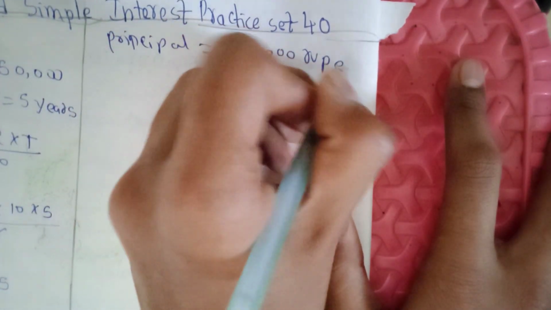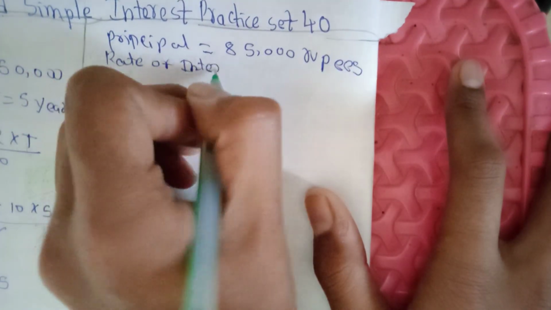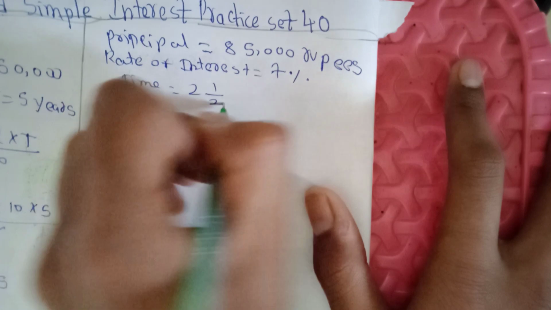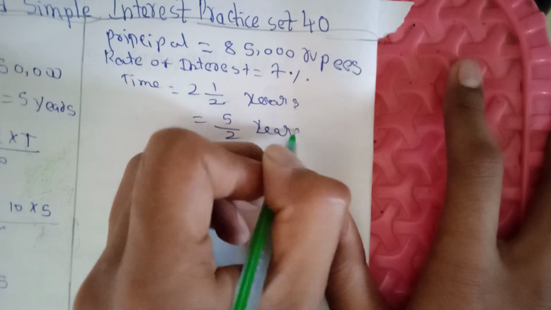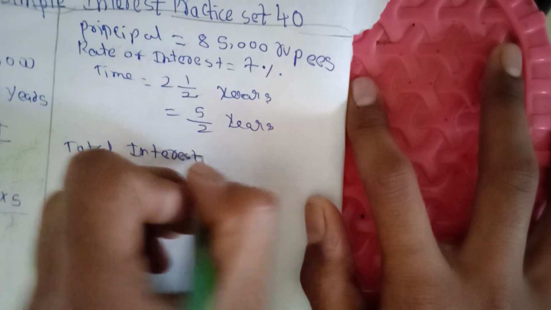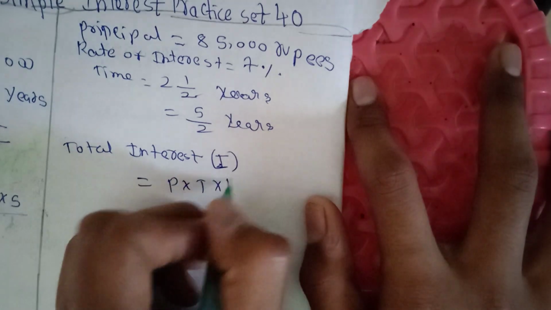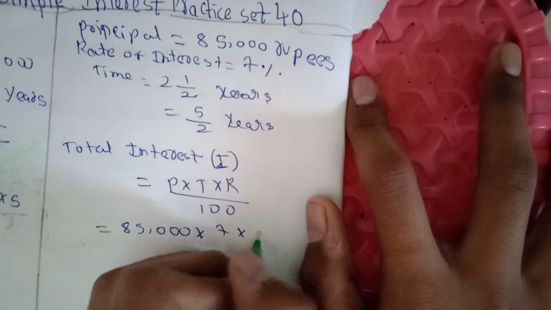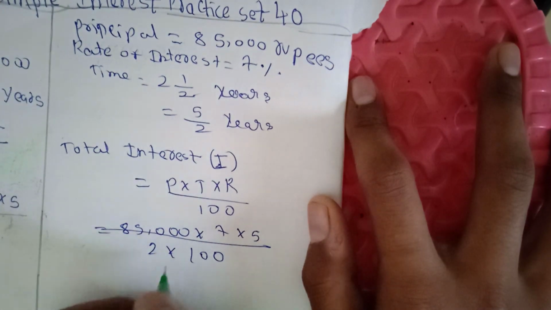85,000 rupees. Then the rate of interest is 7% and time is equal to 2.5 years. So we can write in a simpler form 5 upon 2 years. So interest, total interest, I is equal to P into T into R upon 100, the same formula. So 85,000 multiplied by 7 multiplied by 5 upon 100. We will multiply down because it's 5 upon 2.